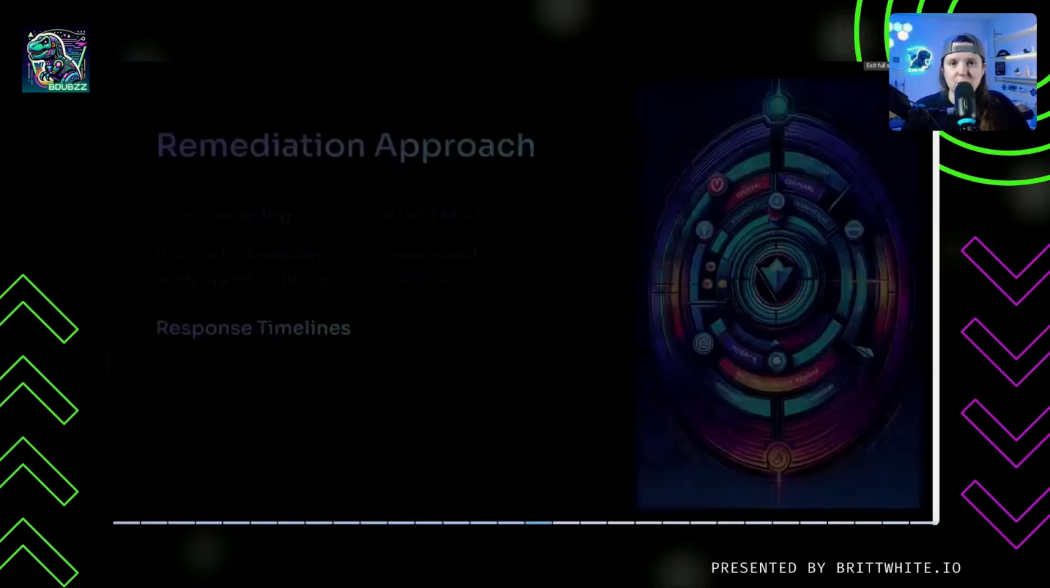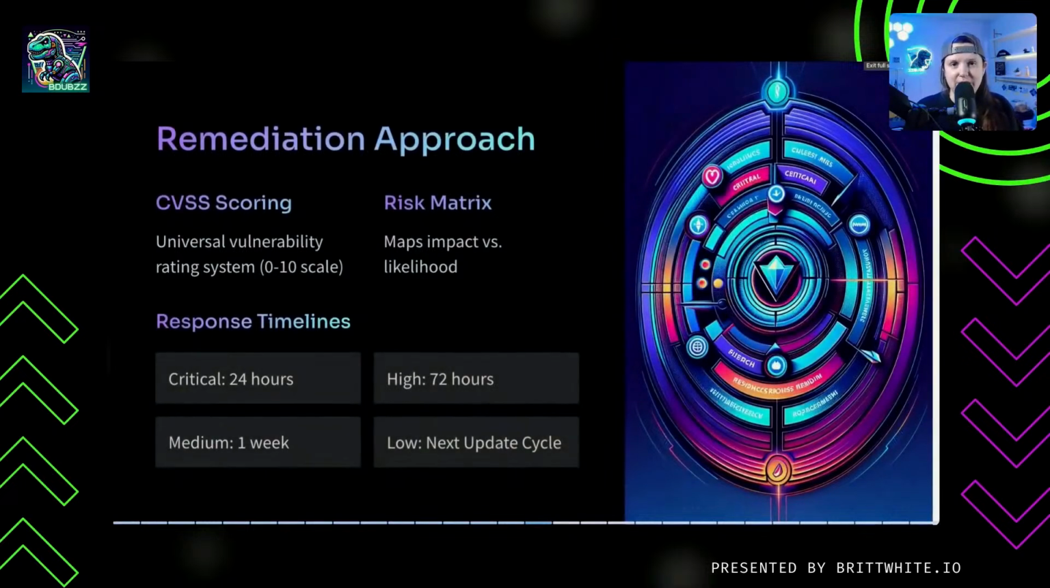Now, remediation is where we roll up our sleeves and actually fix things. Let's break down how we systematically approach remediation. When we're prioritizing our findings, we use several methods. First, there's CVSS scoring, a universal language for rating vulnerabilities. It uses a scale from 0 to 10, with scores from 9.0 to 10.0 considered critical. This helps us speak the same language when discussing vulnerability severity.